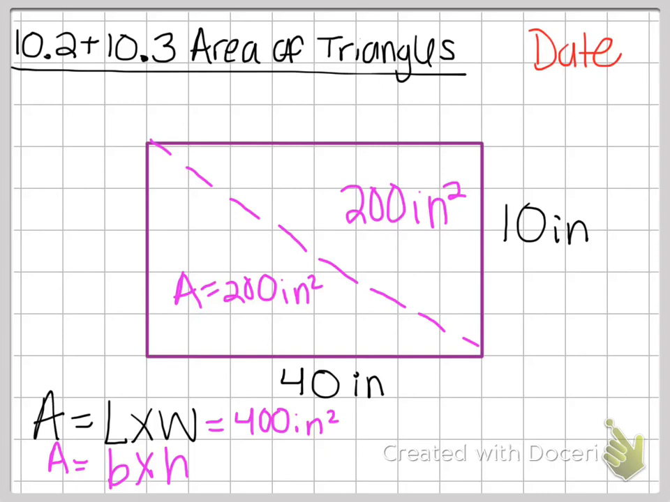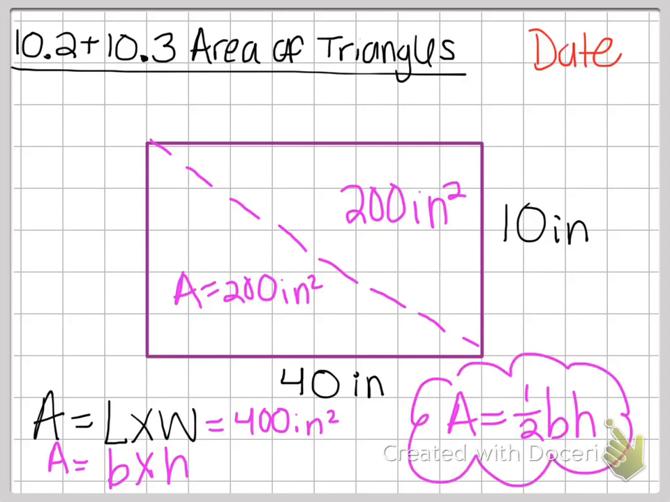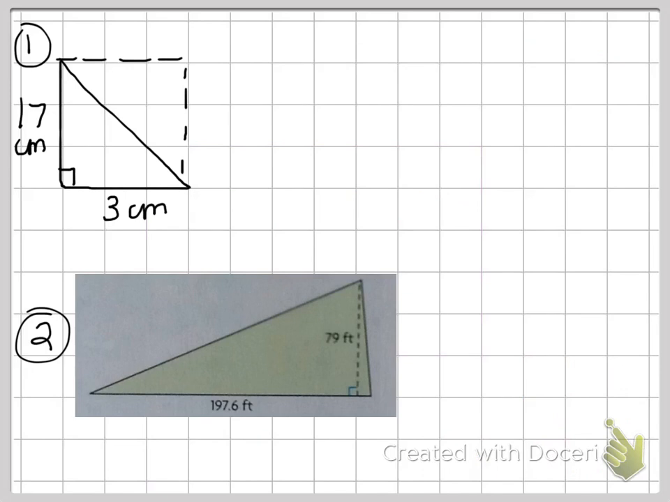So we can use the formula to find area of triangles as area equals half base times height. So we're going to use this very important formula to determine the area of the following triangles. So number one, we've got 17 as our height and 3 as our base. Obviously that's not drawn to scale.